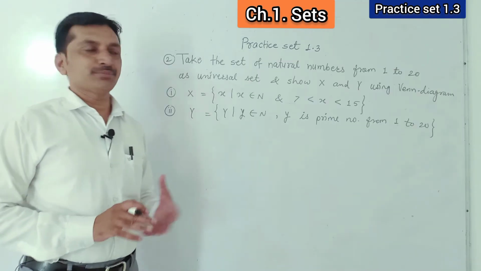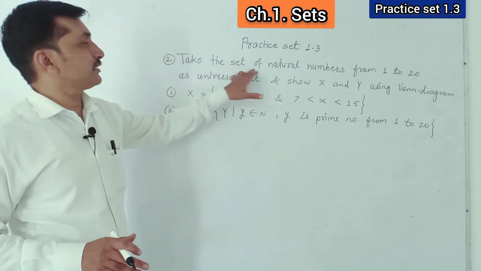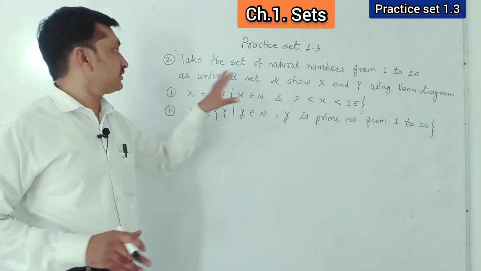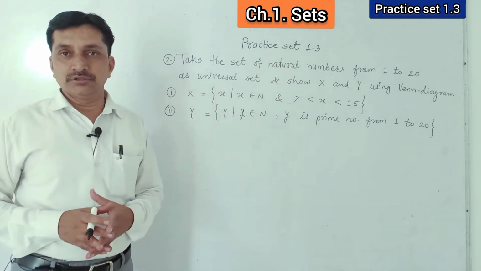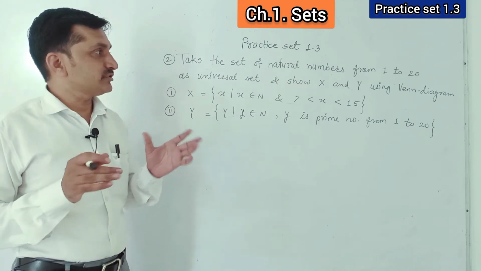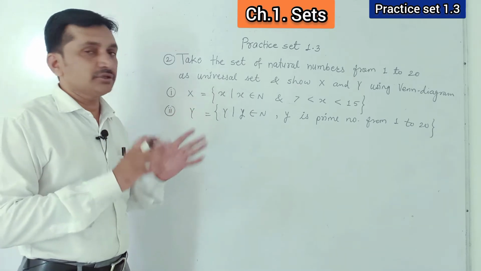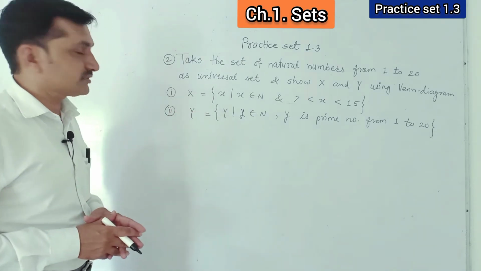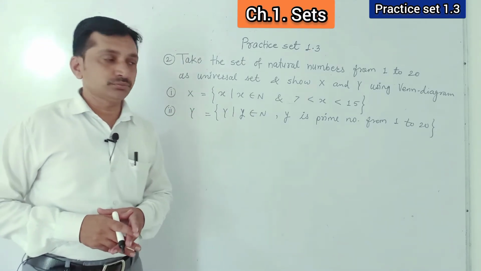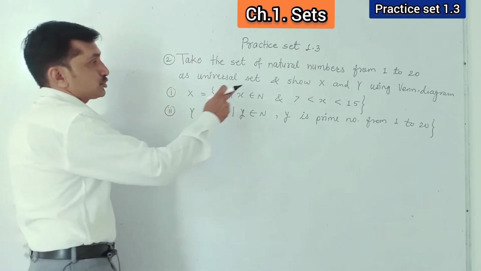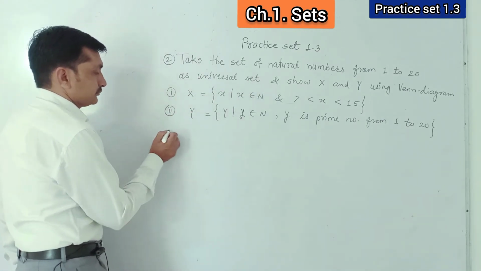Dear friends, question number 2 is: take the set of natural numbers from 1 to 20 as a universal set. 1 to 20 universal set means from 1 to 20 all natural numbers are included in the universal set. Universal set is denoted by capital U. And show X and Y using a Venn diagram.